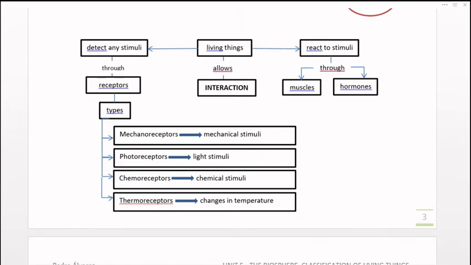Once we have detected the stimuli, we are going to produce a reaction. We are going to react to stimuli, and we are going to do it throughout 2 different types of responses. Vamos a responder de 2 formas distintas.